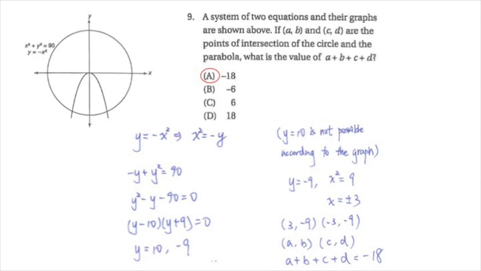So when y is negative 9, x squared equals 9 and x equals plus or minus 3. So the intersections are (3, negative 9) and (negative 3, negative 9). So those will be A, B, C, and D. So A plus B plus C plus D equals negative 18.